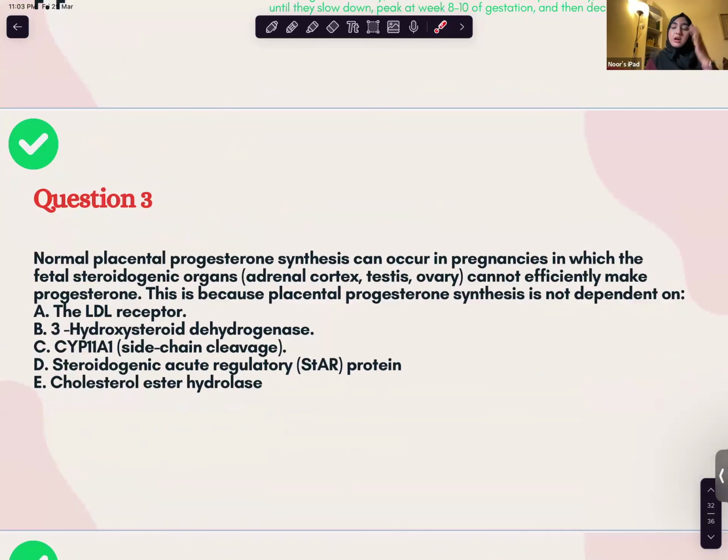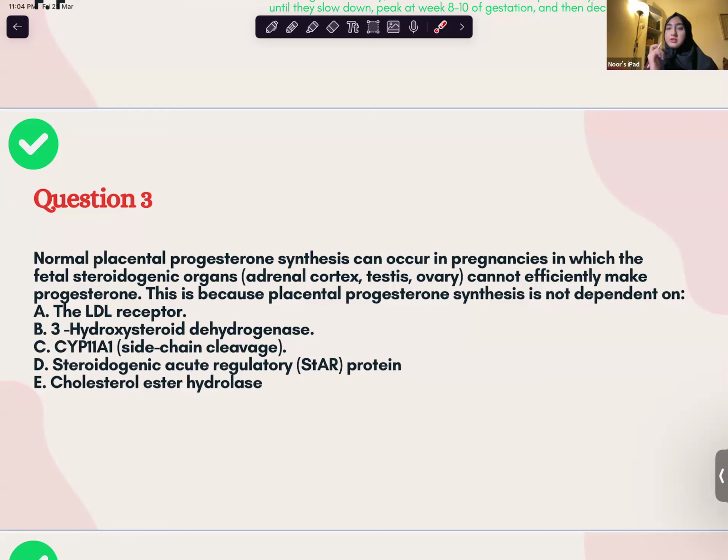Okay, next one. A normal placental progesterone synthesis can occur in pregnancies in which fetal steroidogenic organs, adrenal cortex, testis, ovary, cannot efficiently make progesterone. This is because the placental progesterone synthesis is not dependent on what? It was a very important point I mentioned there that you guys need to know. It's important for other hormones, for the steroidogenesis in other organs, but not in the placenta.